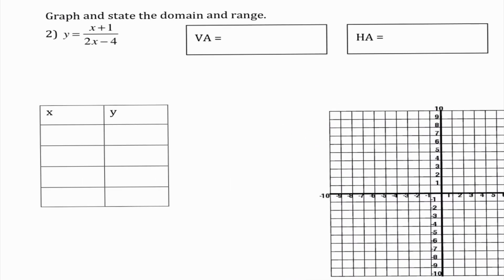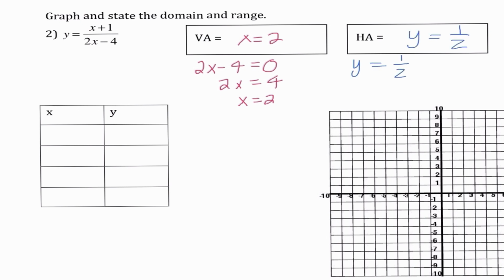So let's look at number 2. To find the vertical asymptote, I am taking our denominator and setting it equal to 0. So I get 2x equals 4, so x equals 2. So my vertical asymptote is x equals 2. Our horizontal asymptote is going to be the ratio of these coefficients. So I'm going to say 1 over 2, which we cannot simplify at all, so it's going to be at y equals 1/2.